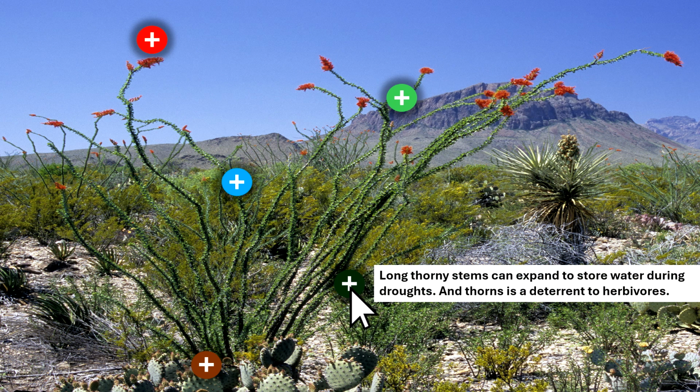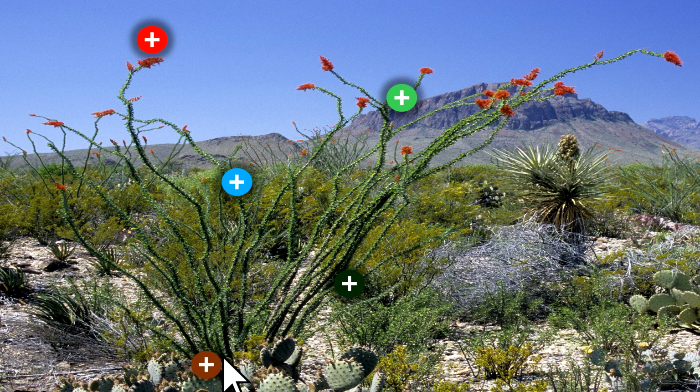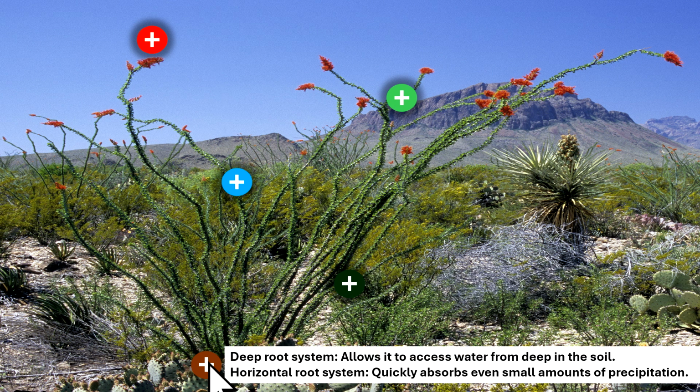It also has long thorny stems that expand to store water during droughts, and remember that thorns are a deterrent for herbivores. Lastly, we have that it has a deep root system that allows it to access water from deep in the soil, and it also has a horizontal root system that quickly absorbs even small amounts of precipitation or rain.